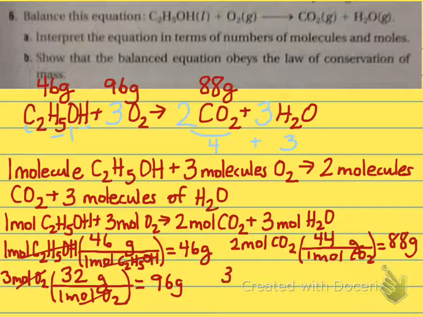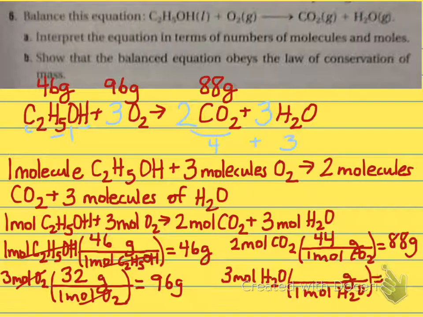And then I have 3 moles of water. Again, use the molar mass of water to figure out how many grams. Hydrogen is 1 and there's 2 of them, so that's 2 plus oxygen is 16, so that gives us a mass of 18 grams. Times our 3 gives us 54 grams.